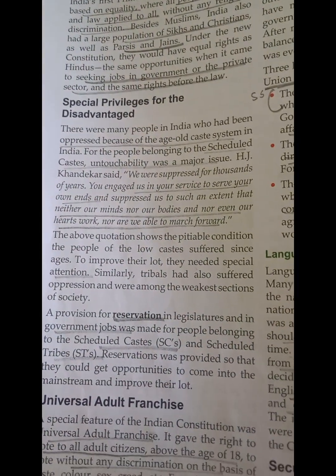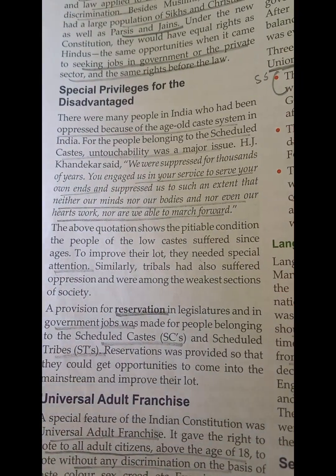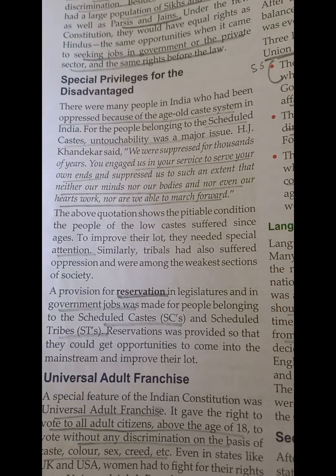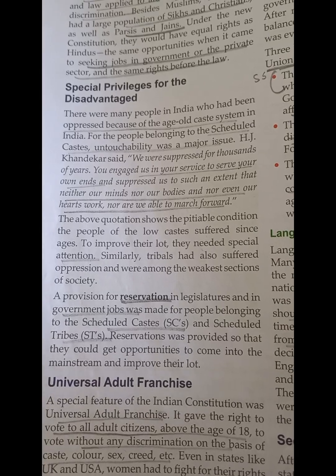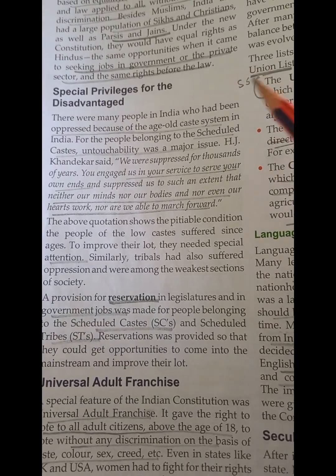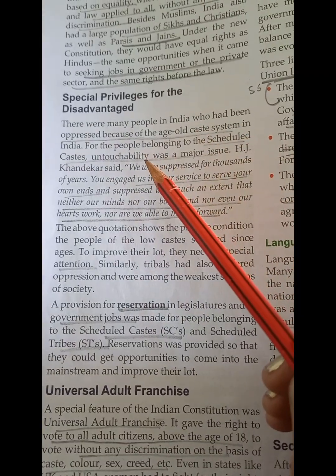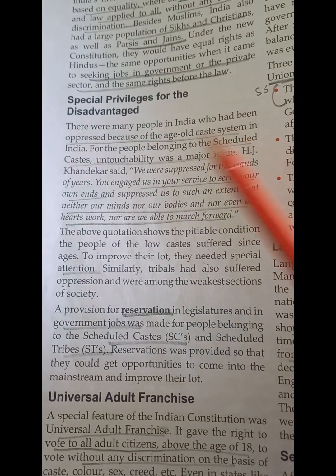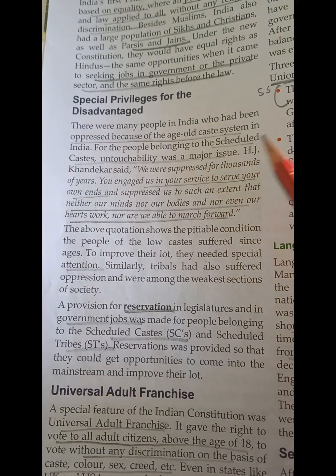Now, special privileges for the people. This topic talks about the reservation that was provided to scheduled castes, or people belonging to lower castes. There were many people in India who had been oppressed because of the age-old caste system in India. For the people belonging to scheduled castes, untouchability was a major issue.